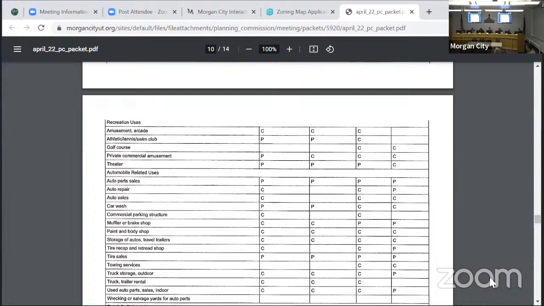Just a quick question. If our first step after the plan is passed is to rework our ordinances, will these ordinances be affected at all? And if so, wouldn't it be better to rewrite them before we redo the whole table? Great question. Good idea.